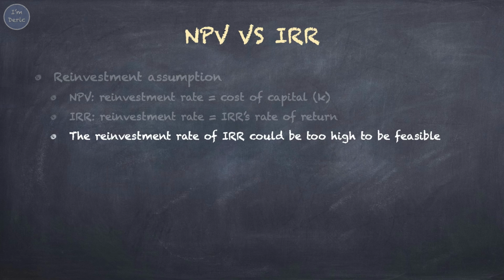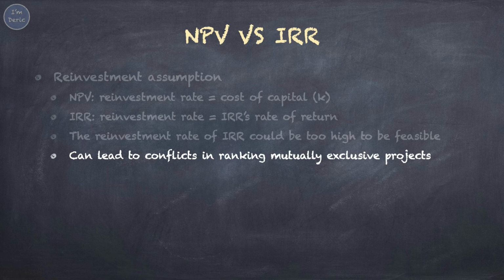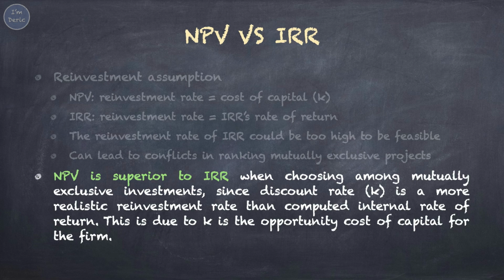It could be unrealistic to rely on IRR if the reinvestment rate is too high to be feasible. This reinvestment assumption can also lead to conflicts in ranking mutually exclusive projects. For example, one project may have a higher NPV, while another project may have a higher IRR. In conclusion, our investment decision should always be based on NPV, not IRR. NPV is superior to IRR when choosing among mutually exclusive investments because discount rate, K, represents a more realistic reinvestment rate than the computed internal rate of return. This is due to K representing the opportunity cost of capital for the firm.